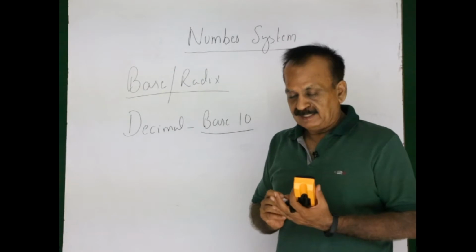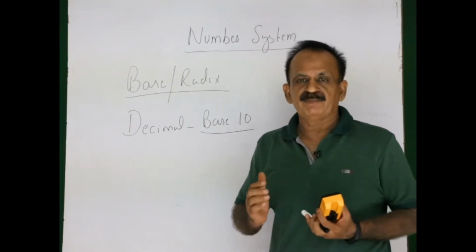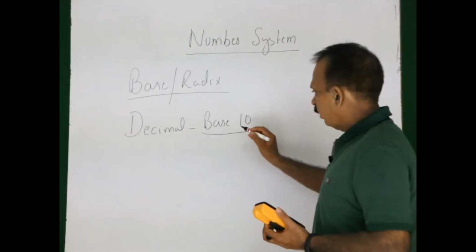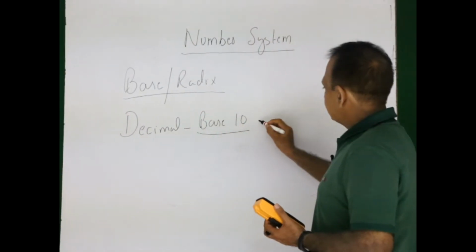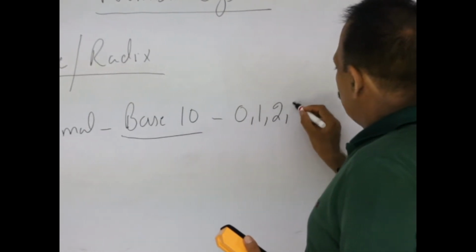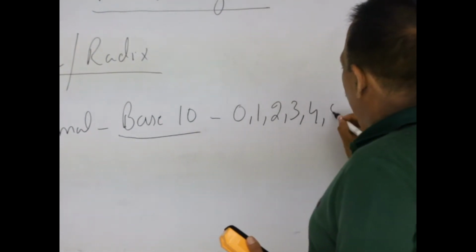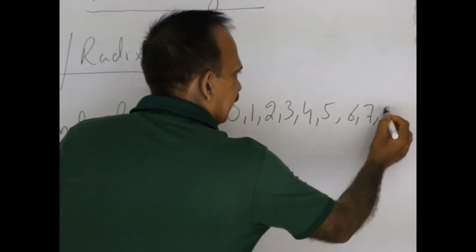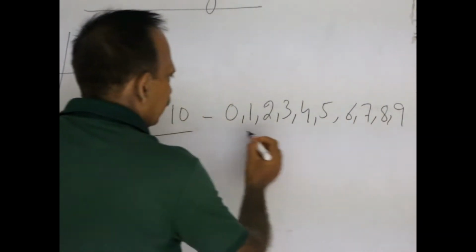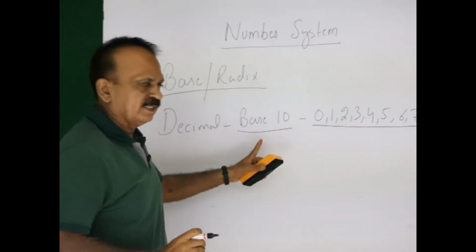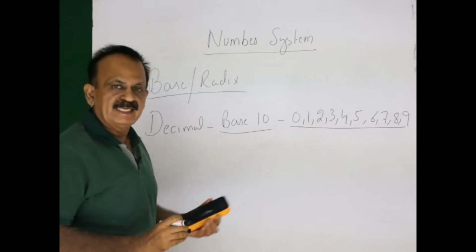Now, base basically is the maximum number of digits in any number system. Now, base 10, what does base 10 mean? This means there are 10 digits: 0, 1, 2, 3, 4, 5, 6, 7, 8 and 9. These are the 10 digits in this number system. That is why the base of the number system is 10.